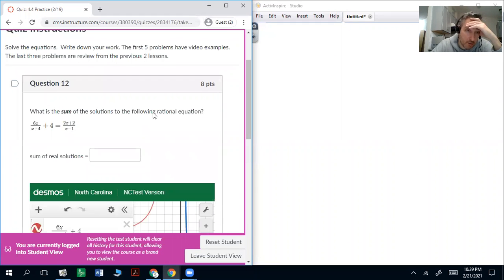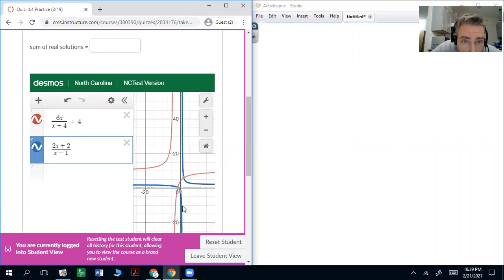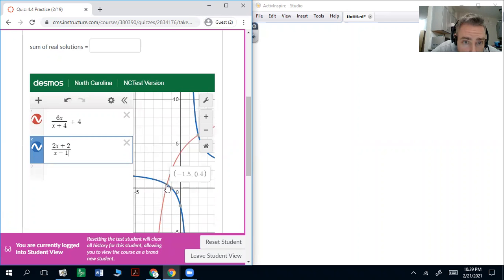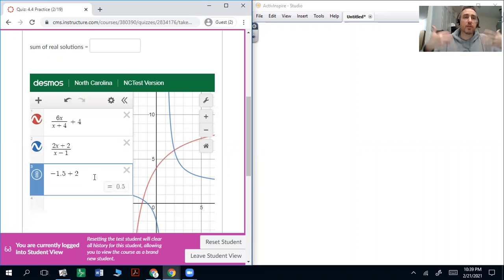All right, number 12. What is this? The sum of the real solutions. That means there's more than one real solution. What are they? All right, I got negative 1.5 and 2. Sum means add. So those add to 0.5. Negative 1.5 plus 2 is 0.5.